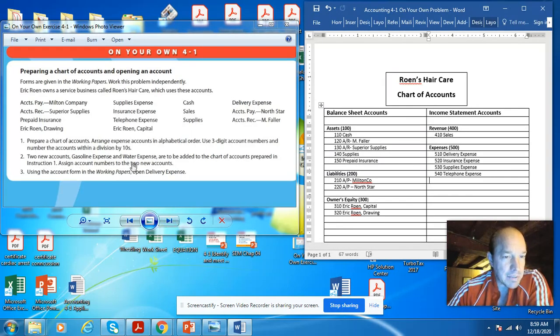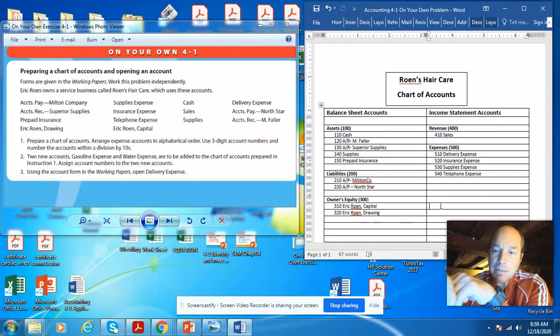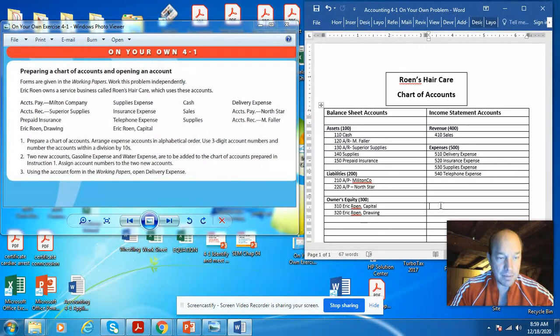Two new accounts, gasoline expense and water expense, are to be added to the chart of accounts prepared in instruction 1. Assign account numbers to the two new accounts. We're just going to put them at the bottom for now. So gasoline expense and water expense. Well, if you look at the expenses, you have delivery and insurance, so we're going to number gasoline expense 515, and water would come after telephone, so it would get a number of 550.